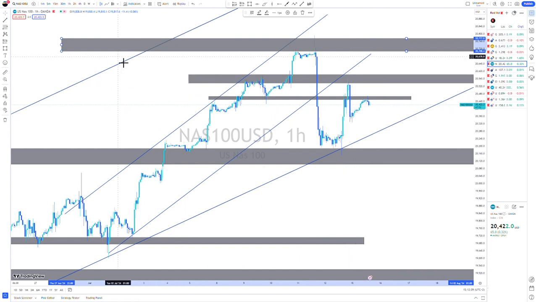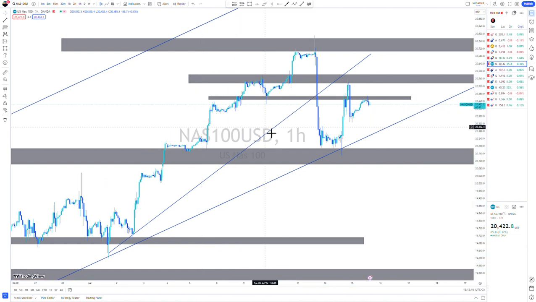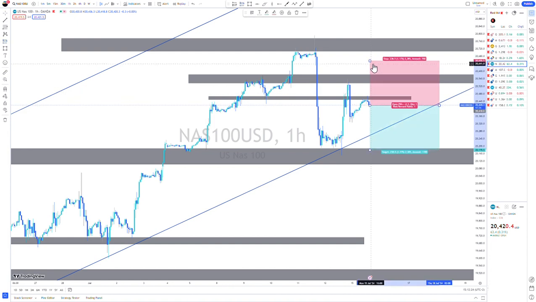So now what I'm currently seeing on Nas, for now, it's good for a sell, with my sell just being right there, and then stop loss just being above there.